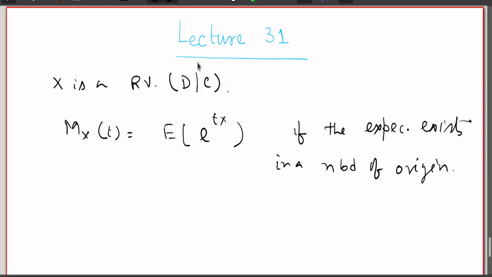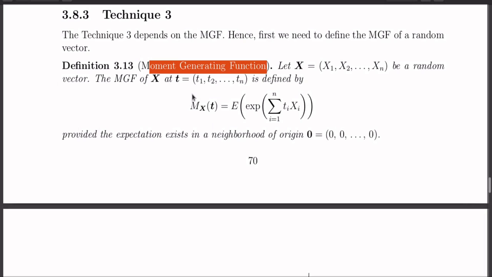Okay, so in the case of a random variable, the moment generating function at the point t is nothing but the expectation of e to the power tx, provided this expectation exists in a neighborhood around the point 0. The same thing we have for a random vector also. So for a random vector, the moment generating function of x at the point t: because x is a vector, t is also a vector, and the number of components in x is the same as the number of components in t. The moment generating function at the point vector value t is the expectation of e to the power summation ti xi.